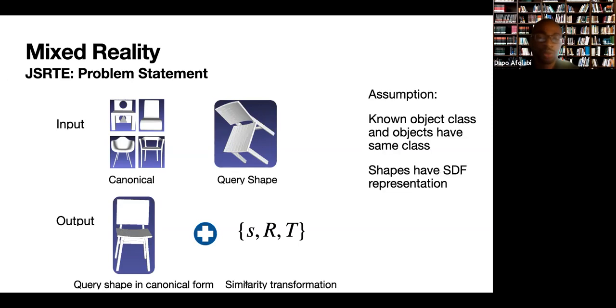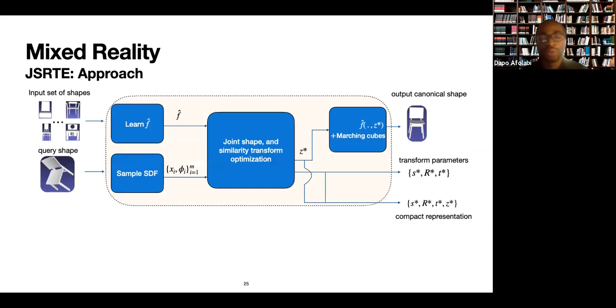And some of the assumptions we'll make, for example, just to make life a little bit easier, which we can relax, is that the canonical objects all have the same class. So for example, they're all chairs we're talking about, all tables, or all beds or something like that. Okay. And so this is an overview of the approach we're going to take, and I will go into detail.